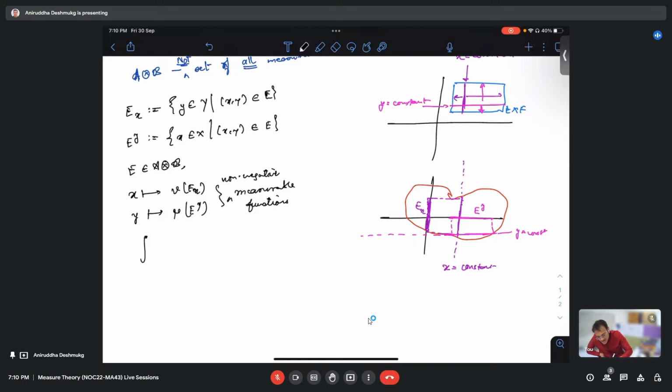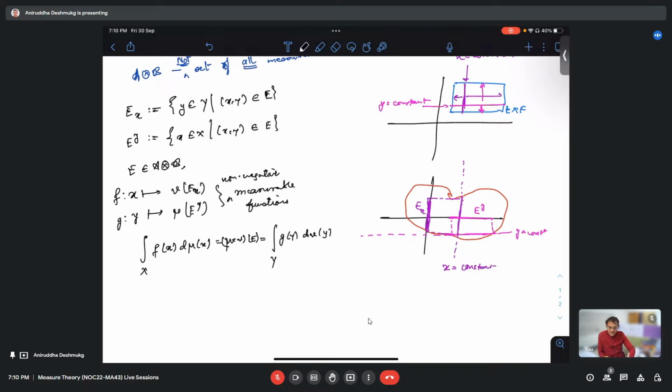Suppose let me call this f and let me call this g. So I mean to say f means just f, and g as this function. Then one can think of integrating f with respect to x, and one can think of integrating g with respect to y. And first one, the integral is on x. The second one, the integral is on y. What we proved was both of them are equal, and in fact, they are equal to the product measure of E.